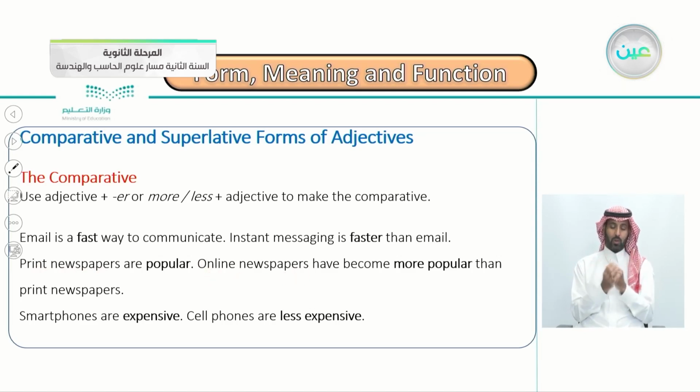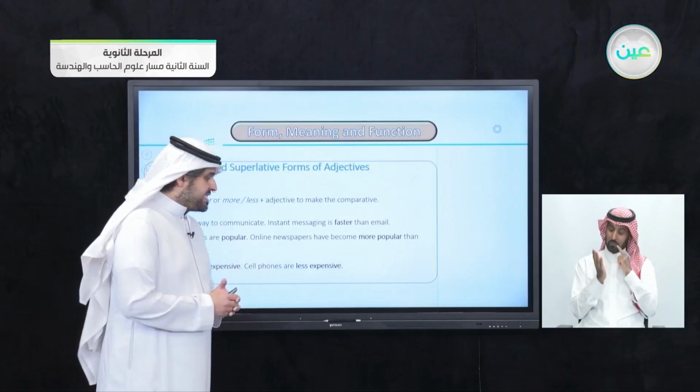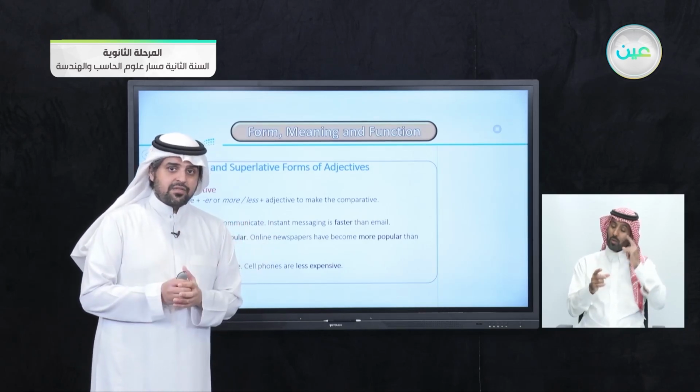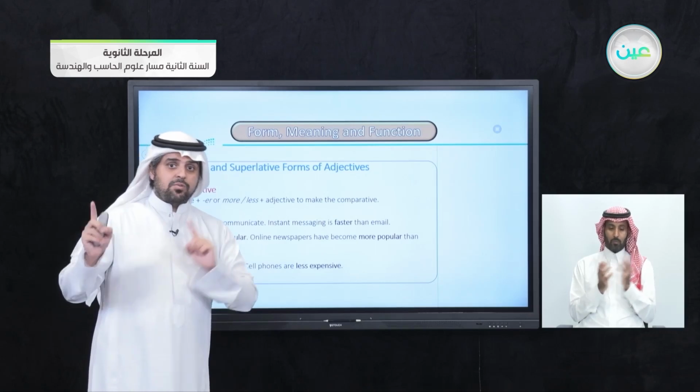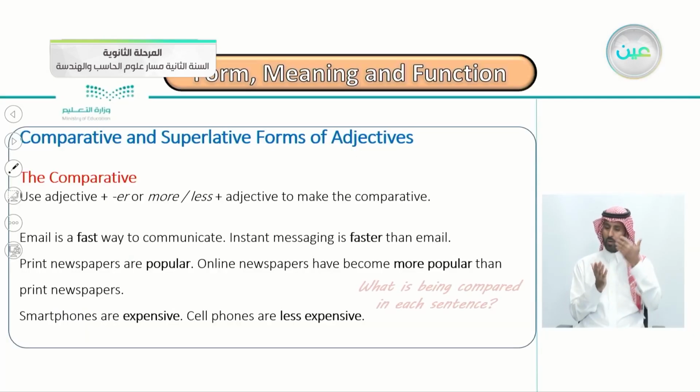The third example, smartphones are expensive. This is the adjective here. Cell phones are less expensive. So this means that they are both expensive, but the cell phones are just a little bit less expensive. So we are comparing two objects here, the smartphones and the cell phones.